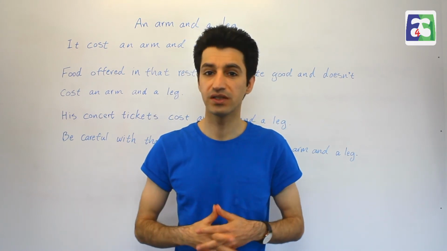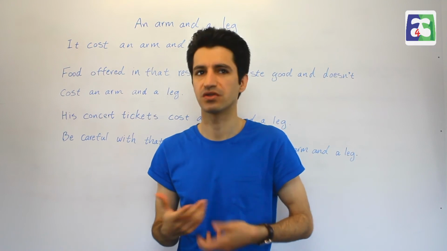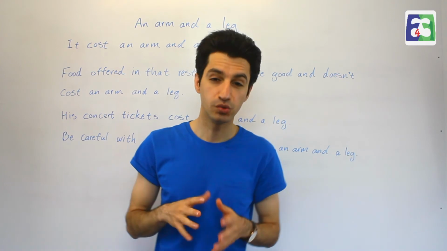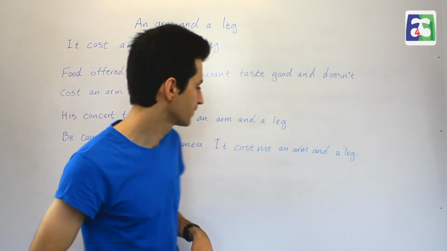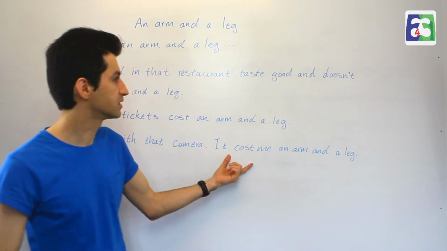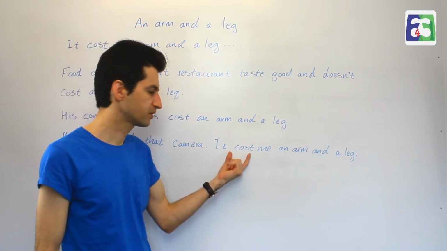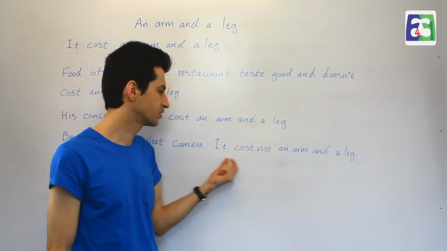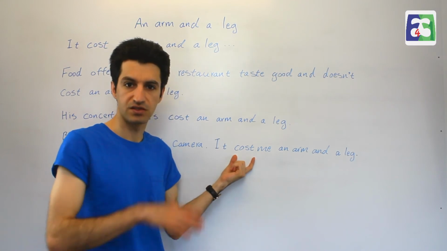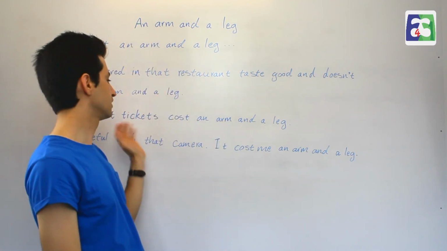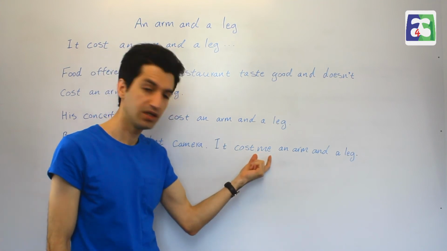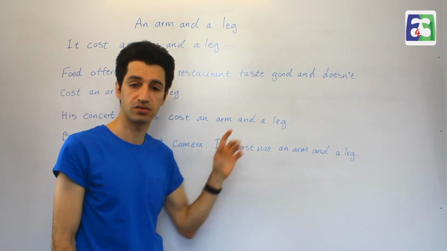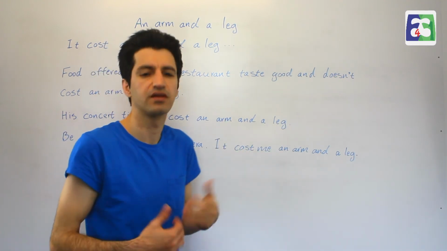Sometimes it's not only the payment, it's not the money. Sometimes it's the amount of time that you put into something, so you might use it for those areas as well. The other thing in this example is that you can see me after cost. This is the object of the verb. In the other sentences we had it costs an arm and a leg, but here I've got it cost me. So you can replace this with it cost her, it cost him, it cost us, or something like that.